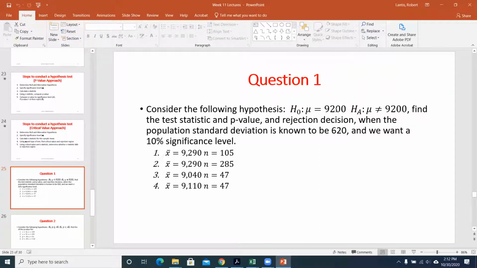So if we have this two-tailed test, we then find a sample mean. We'll use this problem 1 to start out with. We find a sample mean of 9,290 from a sample of size 105. We're given a known population standard deviation, and we want to do this hypothesis test at the 10% significance level.